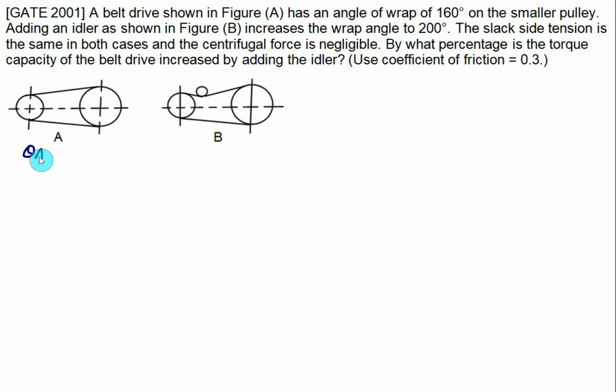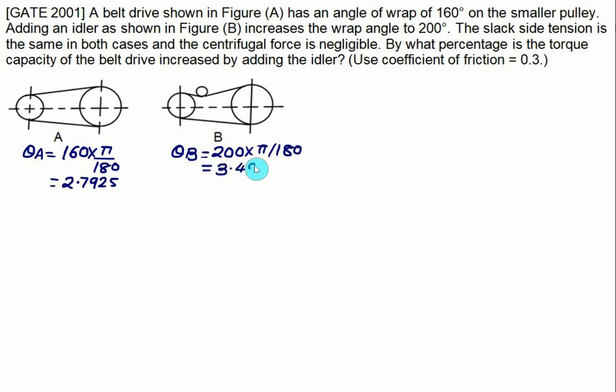So we have theta A, that is without idler, the angle of contact equal to 160. You have to always use this in radian, that is 160 multiplied by pi divided by 180, which is equal to 2.7925. In the second case, we have theta B increased to 200. Again you have to multiply by pi and divide by 180 to convert into radian. So we have theta B equal to 3.490. The coefficient of friction in both cases you have to take as 0.3.